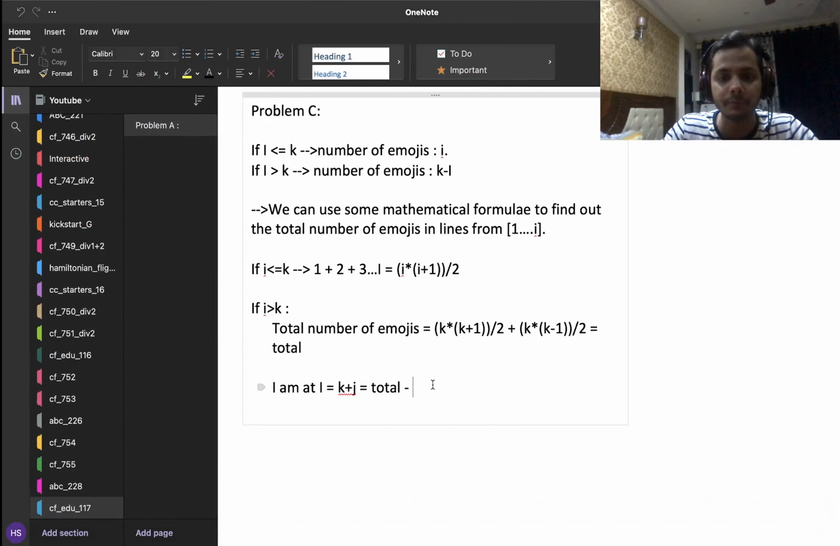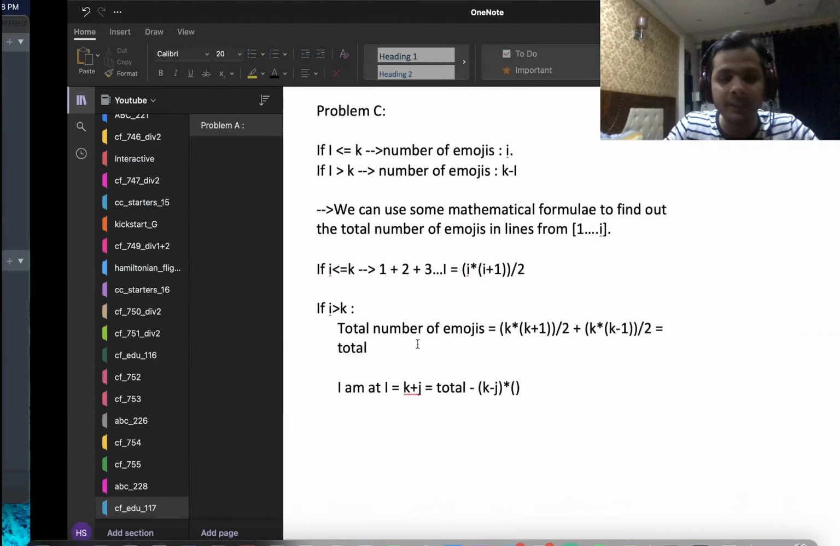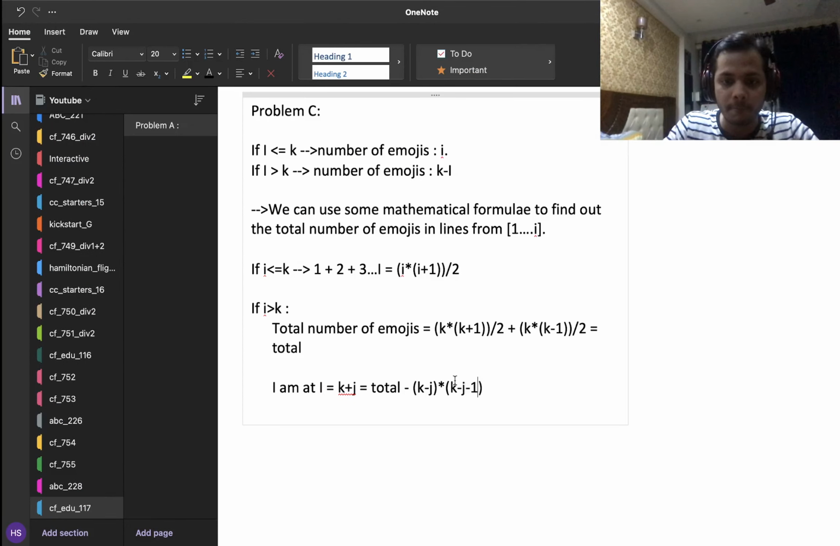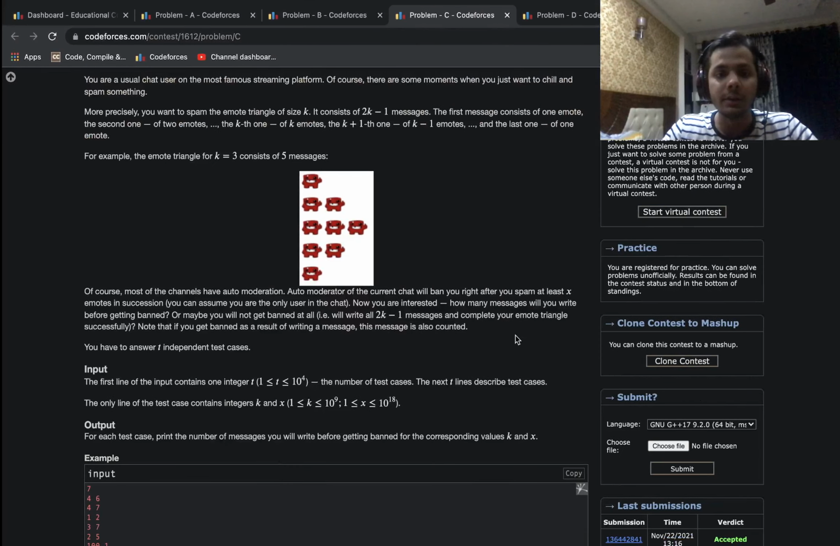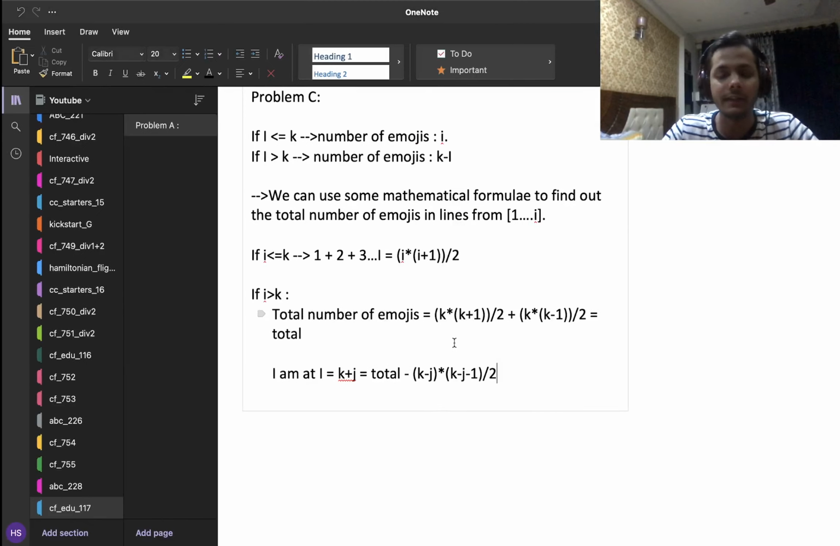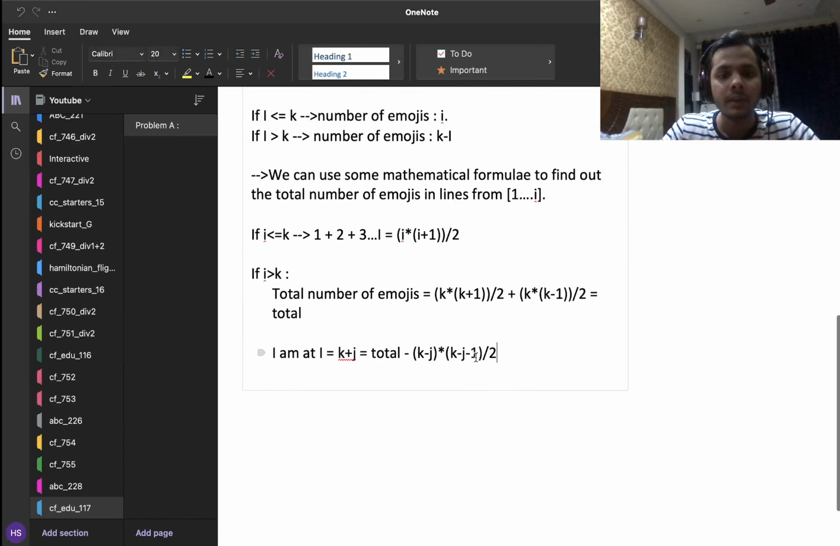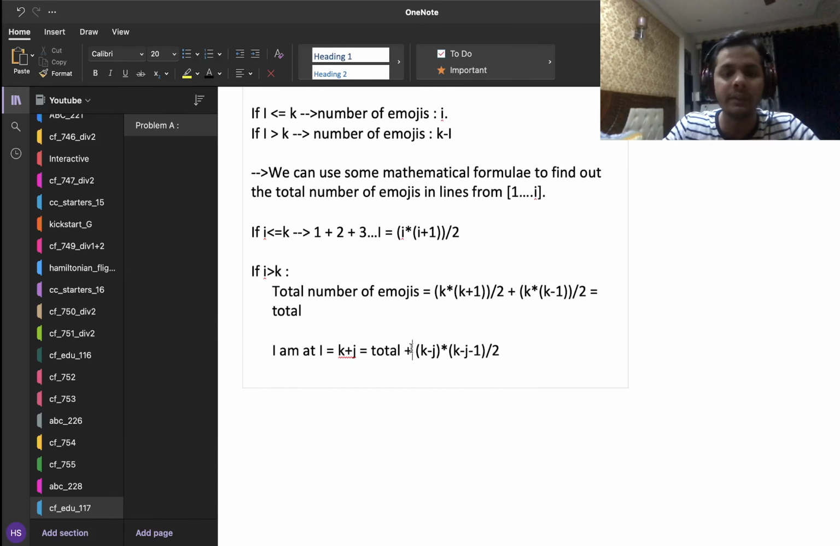going to be k minus j into k minus j minus 1 upon 2. You can clearly notice here that at this very position, j is equal to 1. So the total number of emojis below it are k minus 1 into k minus 2 upon 2, right? So yeah, you can add them, and then you can easily find out the total number of emojis in any prefix of length i.